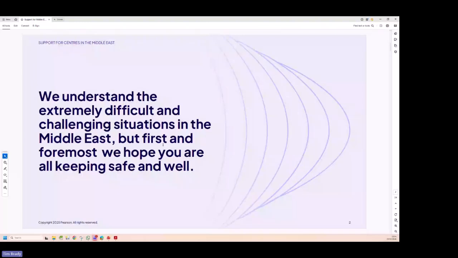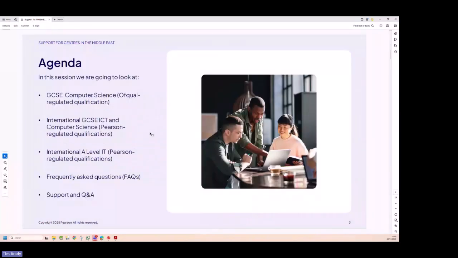Here's the agenda we're going to run through. I'm going to quickly go through the qualifications and the ramifications for these qualifications one by one, starting with the GCSE Computer Science, which is the only Ofqual regulated qualification in my stable of quals that we're going to be talking about today. Then we'll do the IGs and the IAL. Then we'll have some time to look at frequently asked questions, and then support and Q&A.